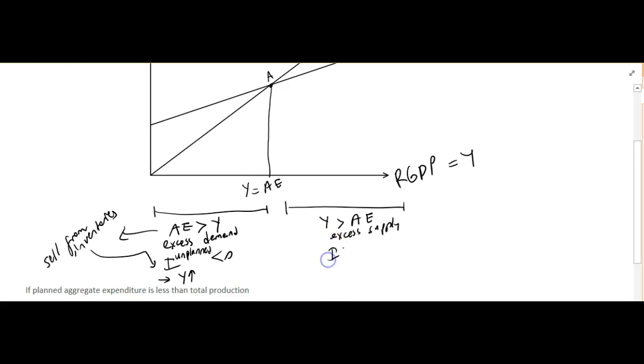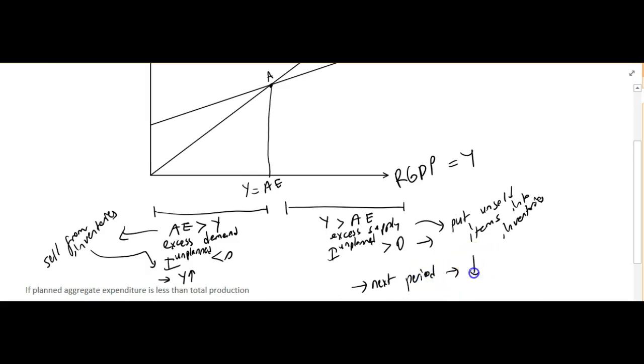So I would say in a case like that, unplanned investment spending will go up, because since you cannot sell it, companies will put unsold items into inventories. So what's going to happen next period? The adjustment will be through a reduction in GDP. Output will go down in the next period because they want to first sell from their inventory.